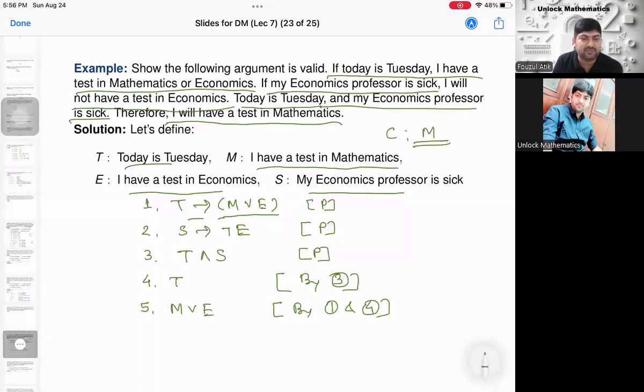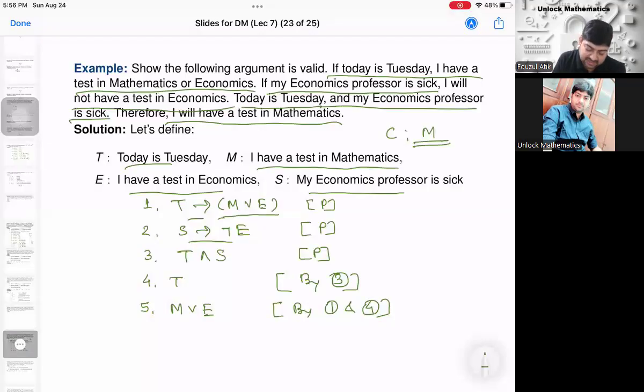I have to extract M from this. What do I have to do? Somehow if I get not E, I can immediately say M. But how do I get not E? From number 2. But from number 2, I can't get it directly. But if I get S, I will get not E.